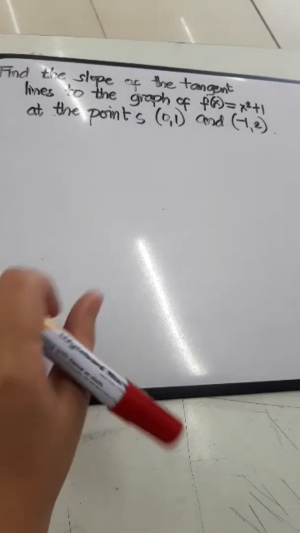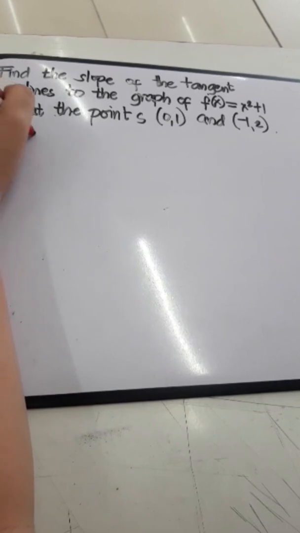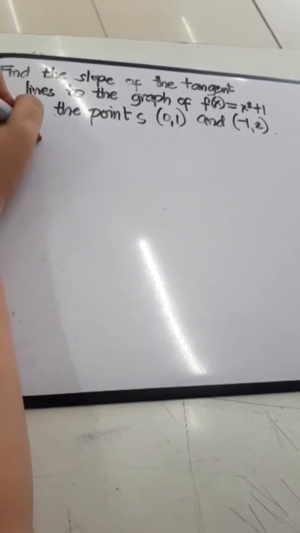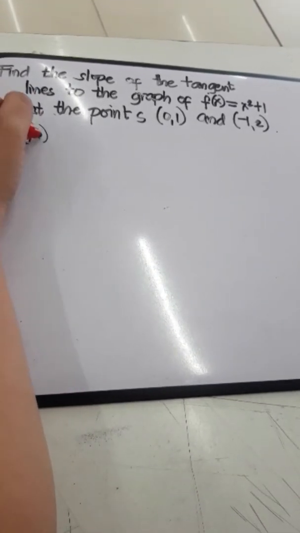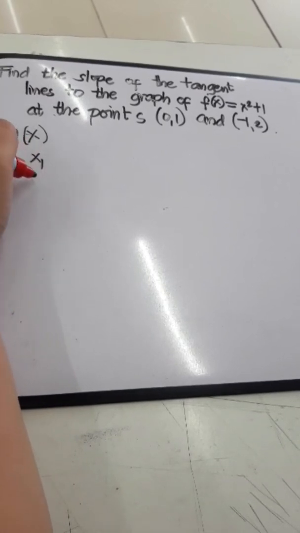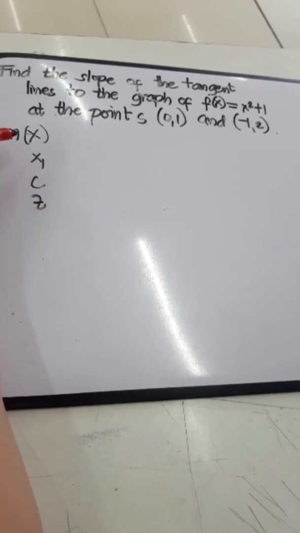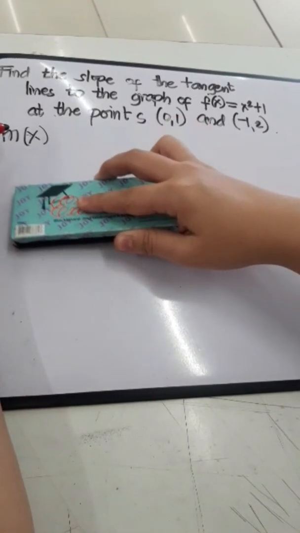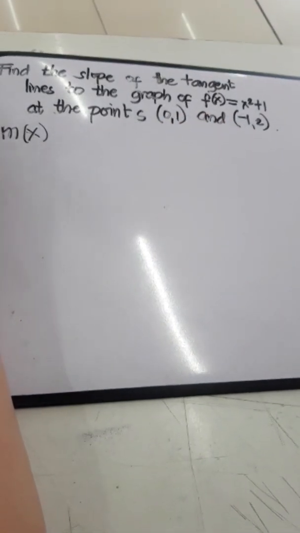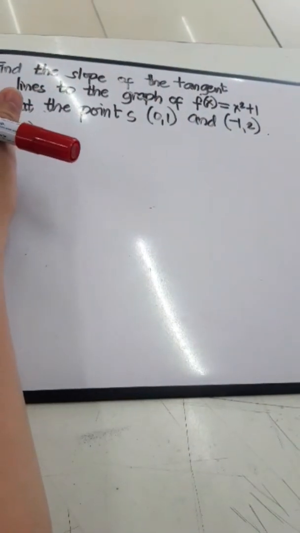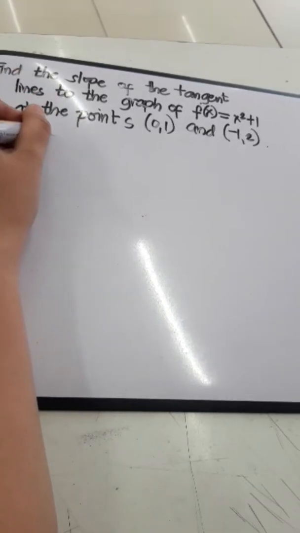Okay? Our slope equation is m of x. We can denote this as x, as x sub 1, as c, as z, or any variable that you like, but just be consistent with your variable. Don't use x, then y, then z, then t, and s. So now we are going to use x. Okay?